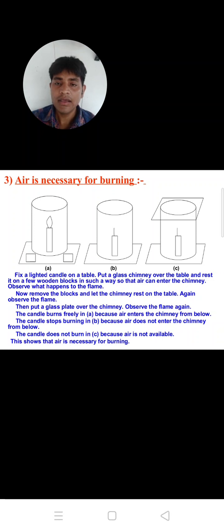The candle burns freely in figure A because air enters the chimney from below. Okay, dear student. The candle stops burning in figure B because air does not enter the chimney from below. The candle does not burn in figure C because air is not available. This shows that air is necessary for burning. This is the figure. I hope all of you understood this.